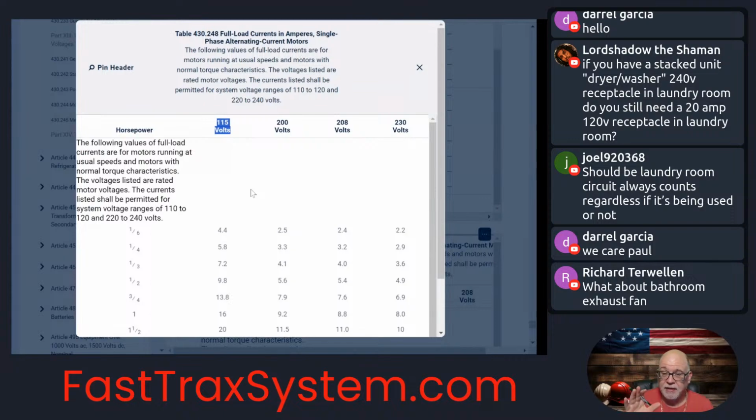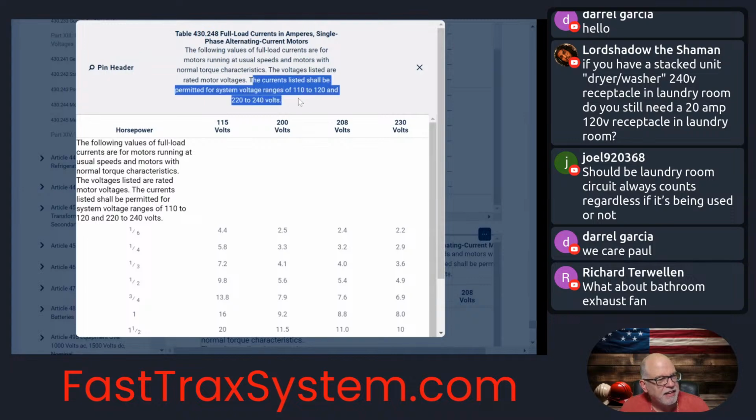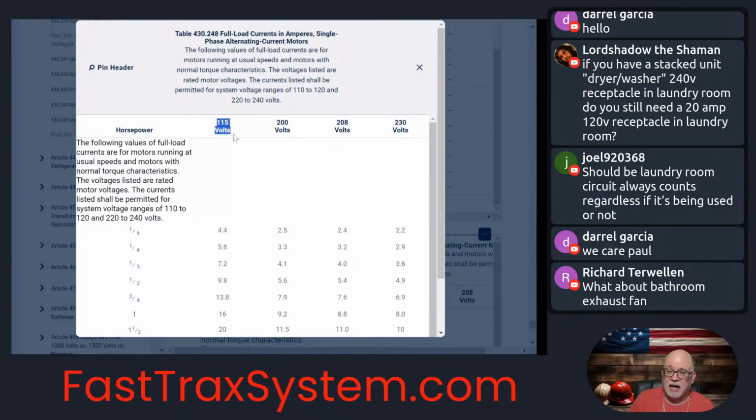And by the way, I get this a lot. If it said 120 and we're dealing with the horsepower, it doesn't matter. You would still come to this column, because you see the content up here, it says 110 to 120, and also down here ranges 110 to 120. So you're still going to use the 115 column even if the motor was given to me as 120.